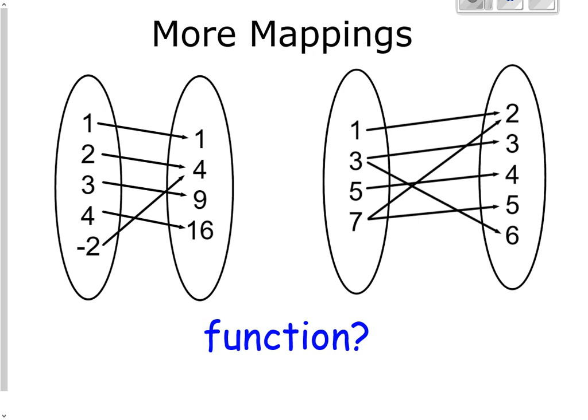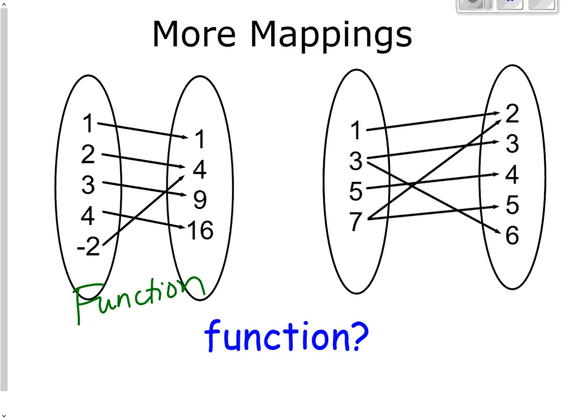So let's take a look here. If we take a look at the first one, we have a 1 that goes to a 1. We have a 2 that goes to a 4. We have a 3 that goes to a 9. A 4 that goes to a 16. And a negative 2 that goes to a 4. So every single one of those inputs goes to an output. Now, even though 2 and negative 2 go to the same output, that's okay. We're allowed that. But each input does go to one output. So we can say that this is definitely a function.